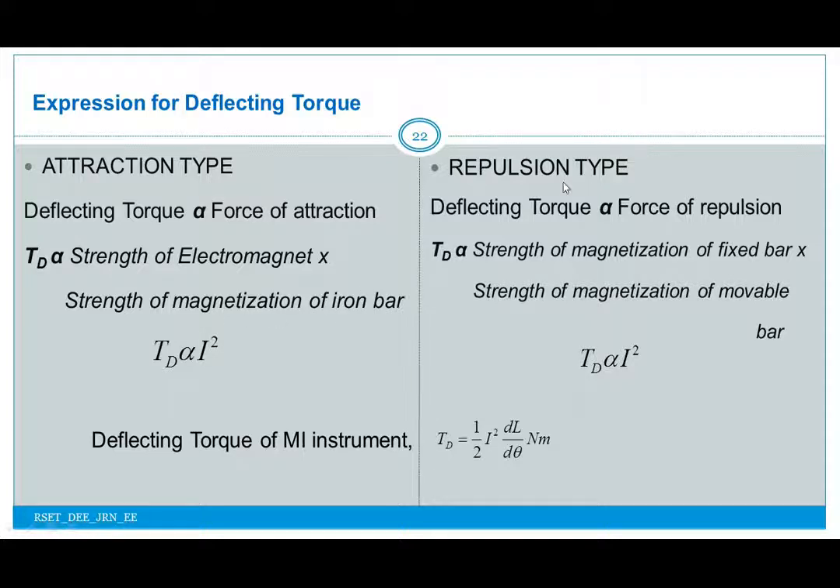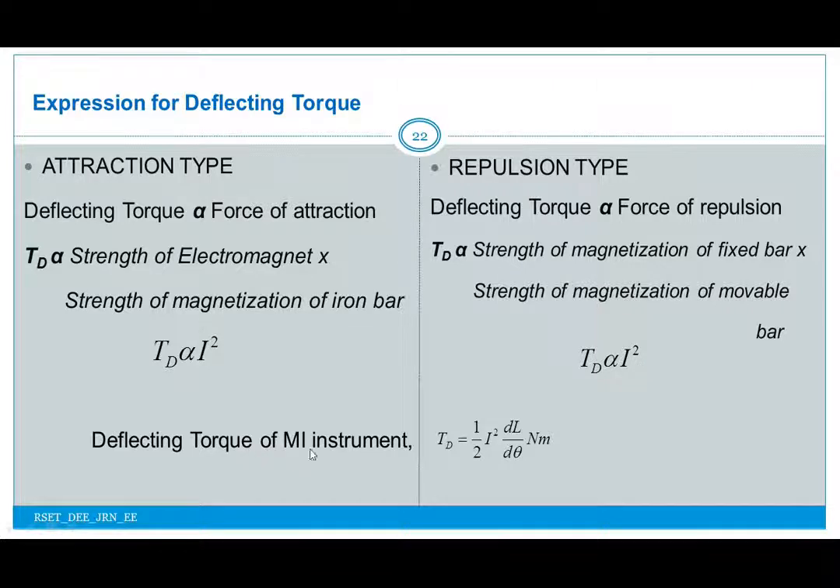Now in repulsion type, the deflecting torque is proportional to the force of repulsion, that is, TD is proportional to the strength of magnetization of the fixed bar and it depends upon the strength of magnetization of the movable bar. So both depend upon the current which has to be measured. So we can see that TD is directly proportional to I into I. We can write it as TD is proportional to I square. Here also the strength of the magnetization of the fixed bar depends upon the current which has to be measured, and the strength of magnetization of the moving bar also depends upon I. So we can also write TD is directly proportional to I square.